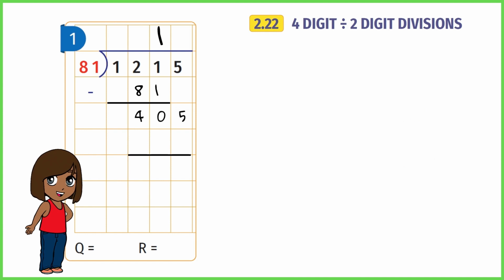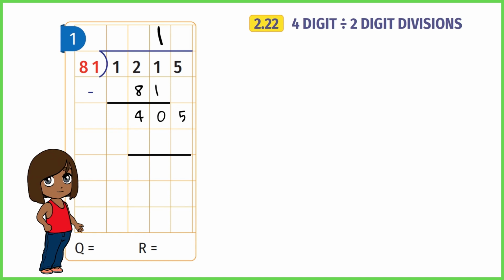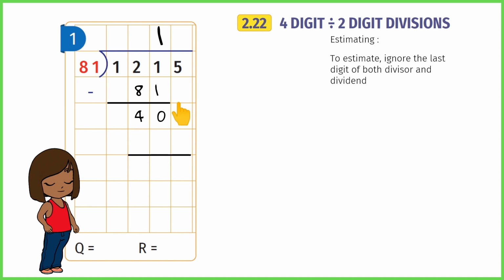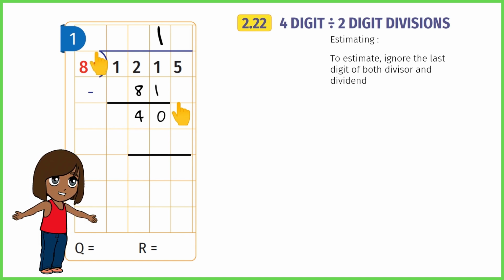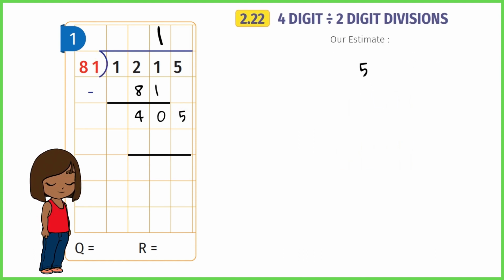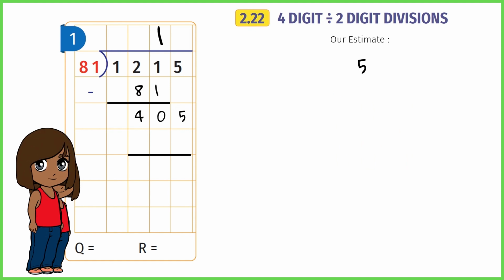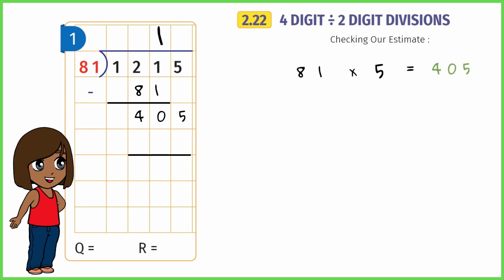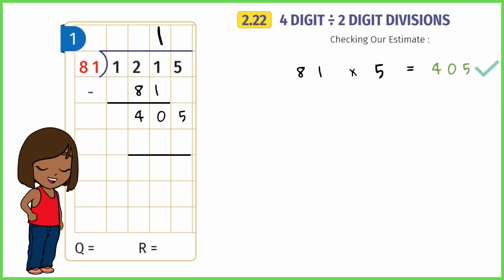Going forward, we get 405 divided by 81. Again, we follow the same process. Hide the last digit of both numbers. We get our estimate for 40 divided by 8, equal to 5. Checking this estimate of 5, 81 multiplied by 5 equals 405. This is equal to 405, so we use this estimate.